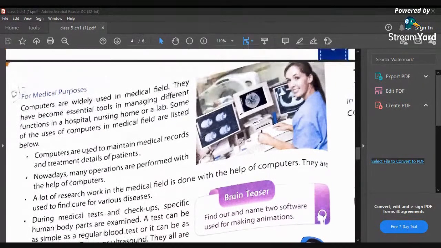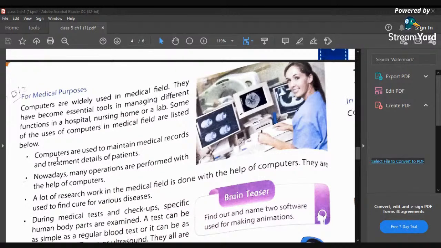Next, the medical purpose. Computers are widely used in the medical field. They have become essential tools in managing different functions in hospitals, nursing homes, and labs. Some of the uses of computers in the medical field are listed below. Students, you already know the purpose of computers in the medical field.